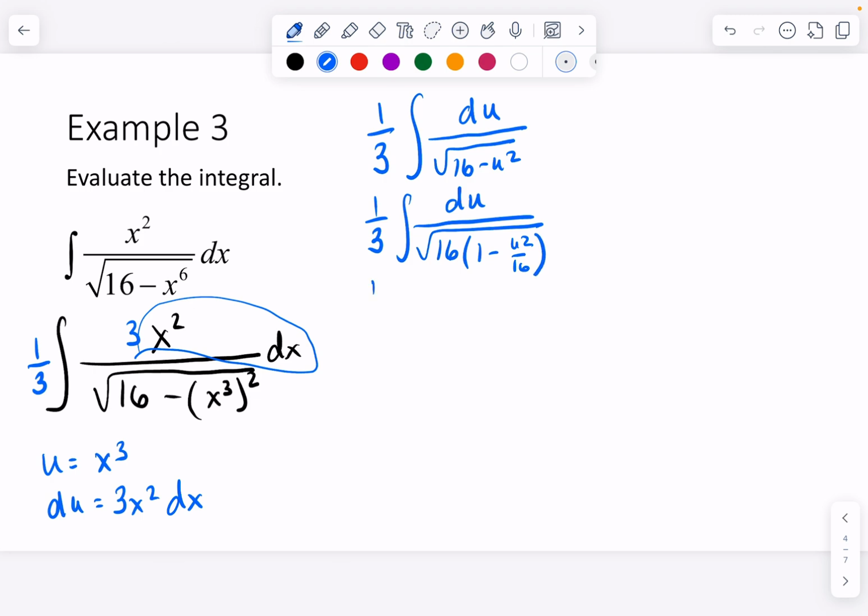and then I go through 1/3. I have the integral of 1/4, and then I have du over the square root of 1 minus something squared, u over 4. Okay, so I'm going to use that w again. W equals u over 4. Again, if you can do this in your head.